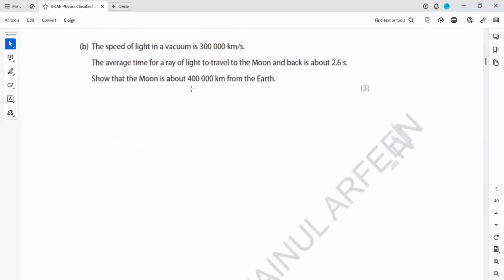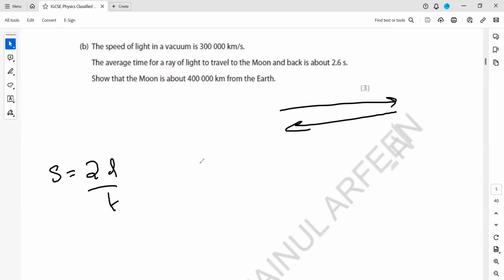The next: the speed of light in a vacuum is 300,000 kilometers per second. The average time for a ray to travel to the moon and return back is 2.6 seconds. Show that the moon is about 400,000 kilometers from the Earth. Because it's an echo or a reflection, the speed is twice the distance over time, because it's going and returning back. So if we need the distance, it will be speed multiplied by time divided by 2. That will be the distance.